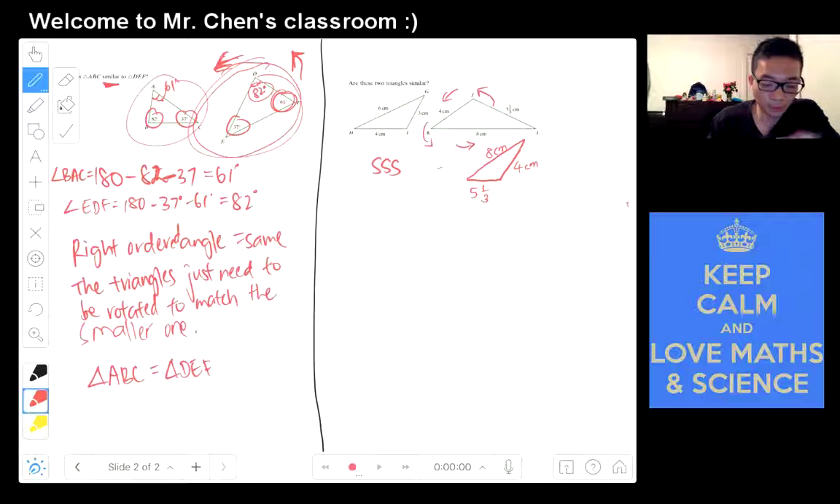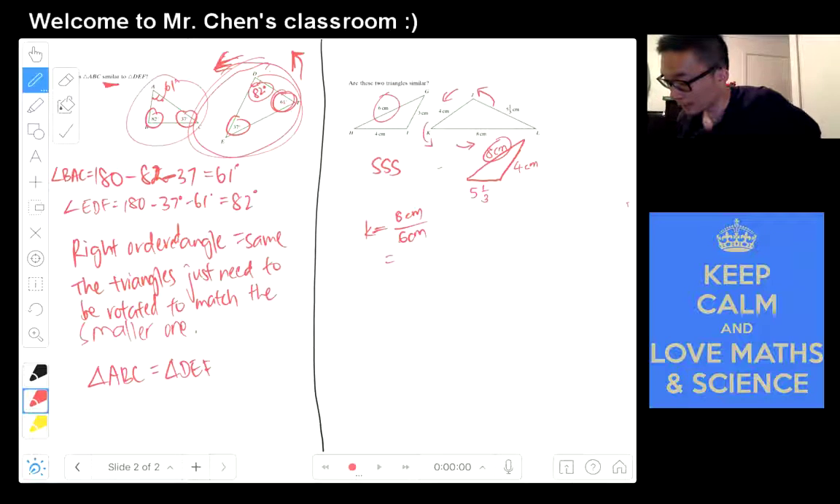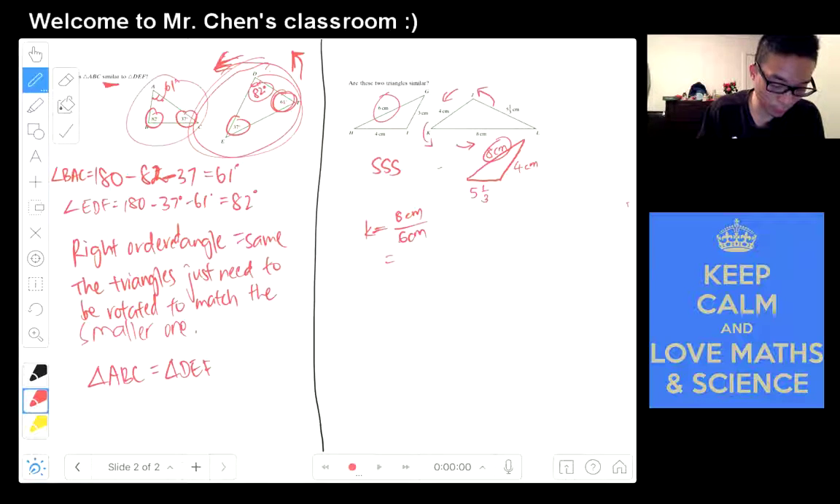So once you do that, you can find the scale factors. Let's find out the scale factors. So 8 centimeters is the larger one, and the matching one is 6. That should give you 8 divided by 6, which gives you 1.333 recurring. Okay, so 1.333 recurring.